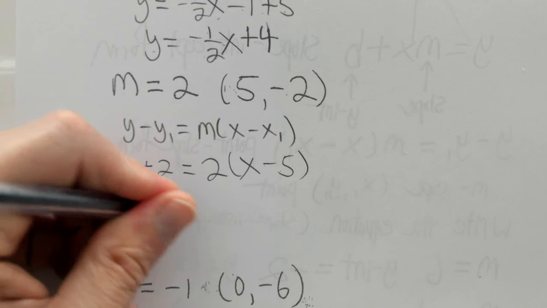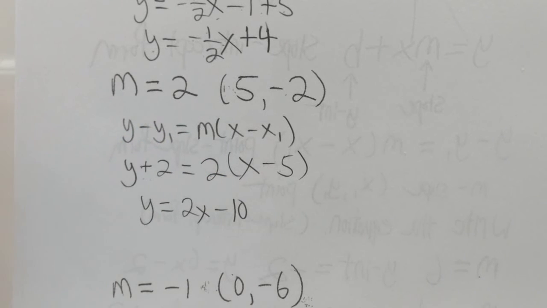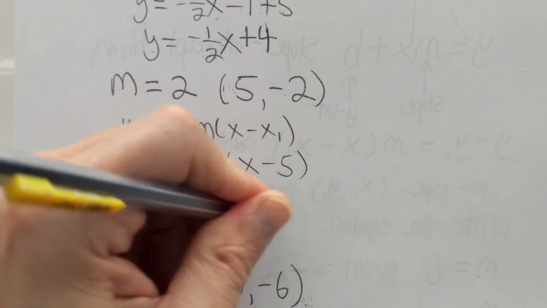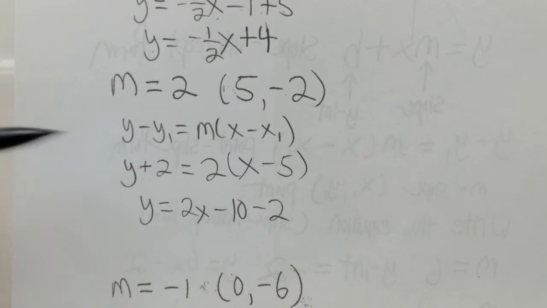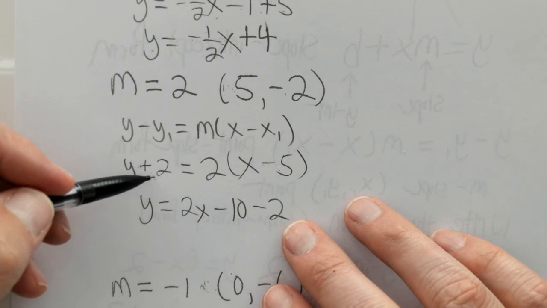2 times x is 2x. 2 times negative 5 is negative 10. Don't forget, you also have a minus 2 coming from the other side here. Plus 2 will change to minus 2. Remember, don't leave off that step. That tends to be the step that people forget.